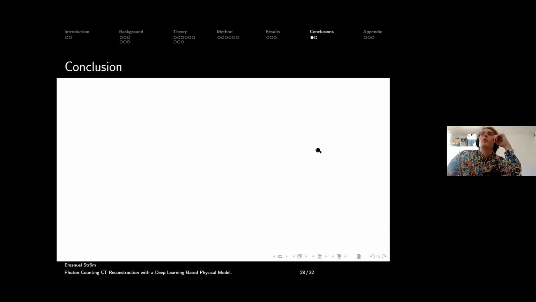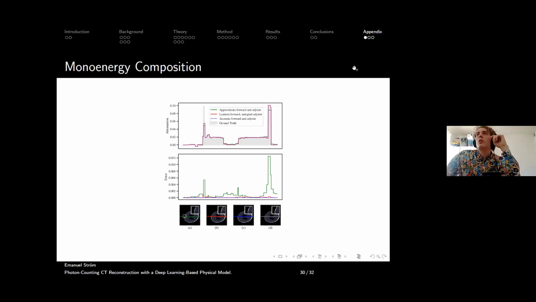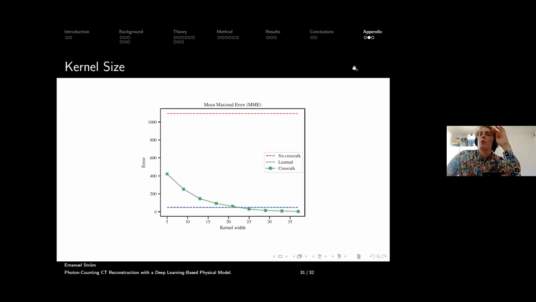I don't really know how to answer that question. But I do have a related plot here, which maybe can shed some light on that. The accurate forward operator that we used has about 40 detectors of crosstalk, and one natural question is how well the learned forward operator compares to when we just truncate that kernel to fewer detectors. You can see here that this learned forward operator seems to model about as accurately as detector crosstalk with 20 detectors.